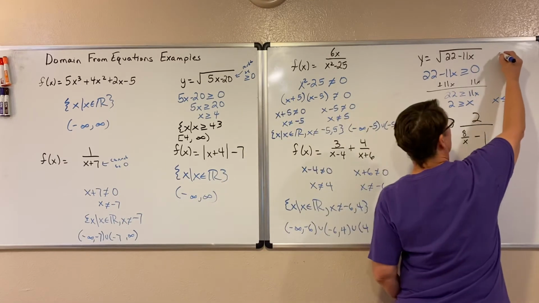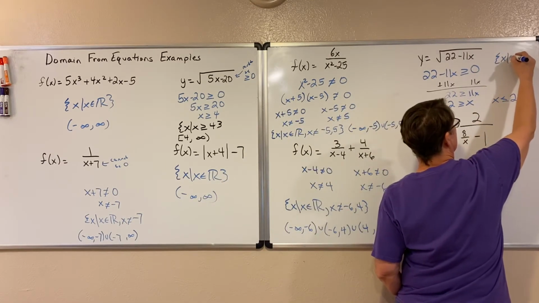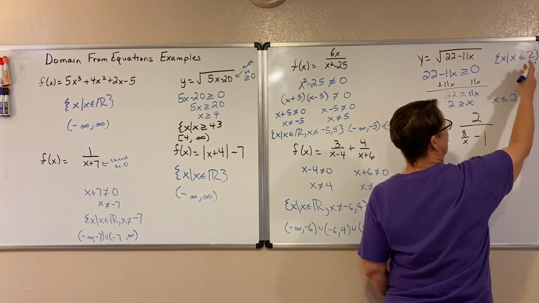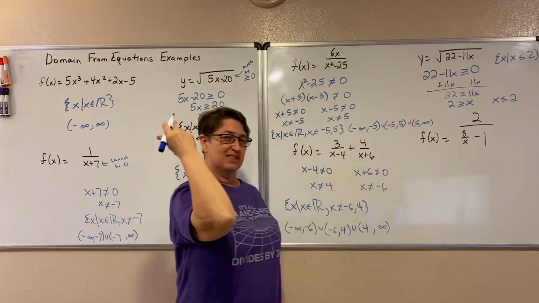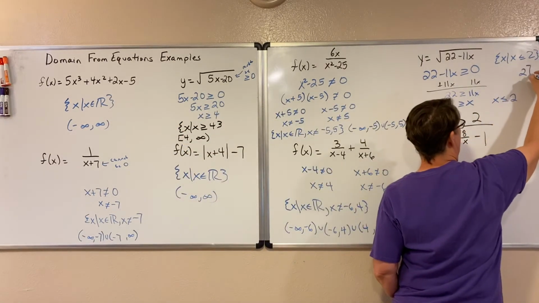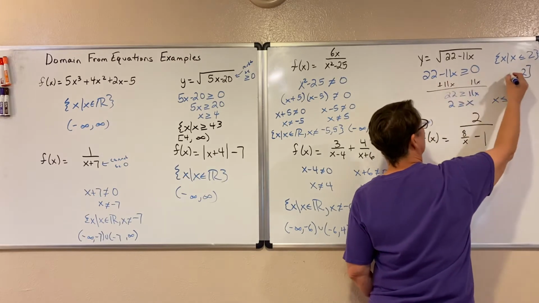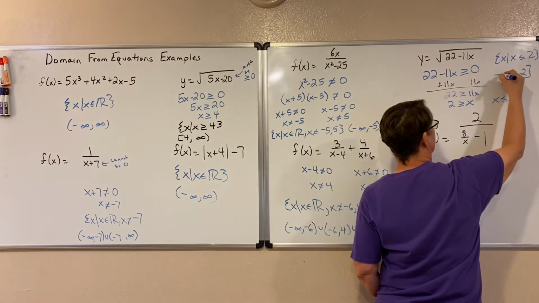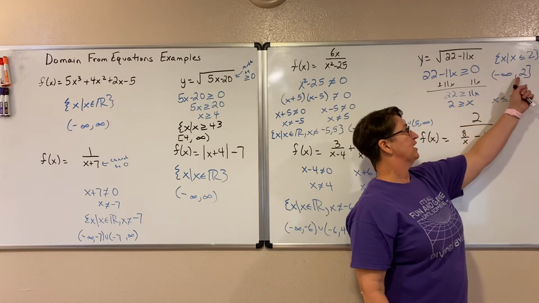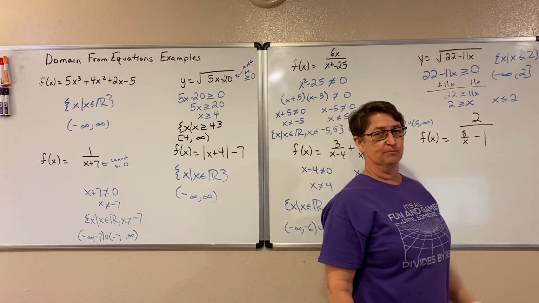In set builder notation, x such that x is less than or equal to 2. In interval notation, notice that it's up to and including 2. So 2 is the biggest number I'm going to have, and then it goes to negative infinity. It's anything smaller than that. So that's set builder notation, and that's interval notation.